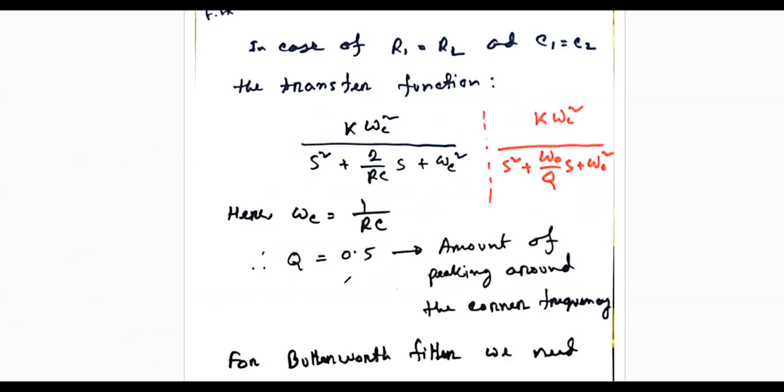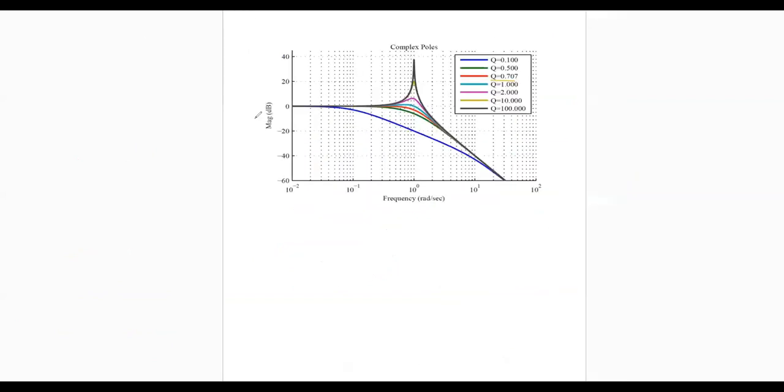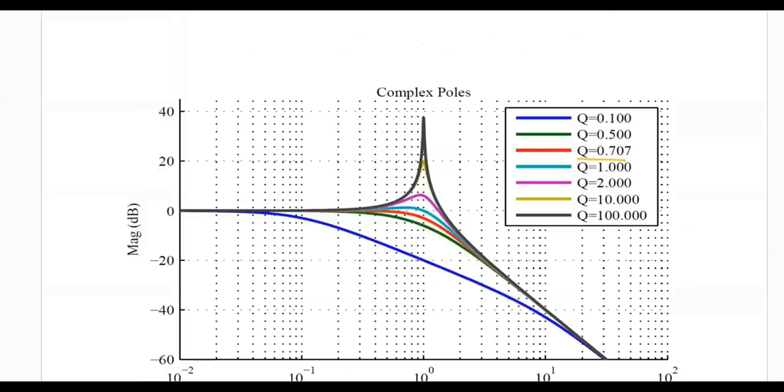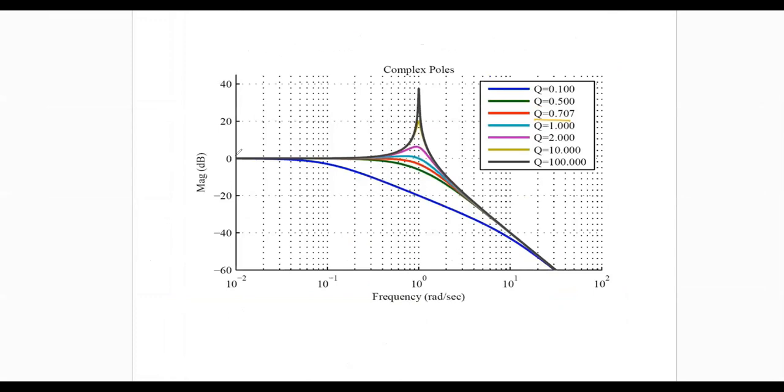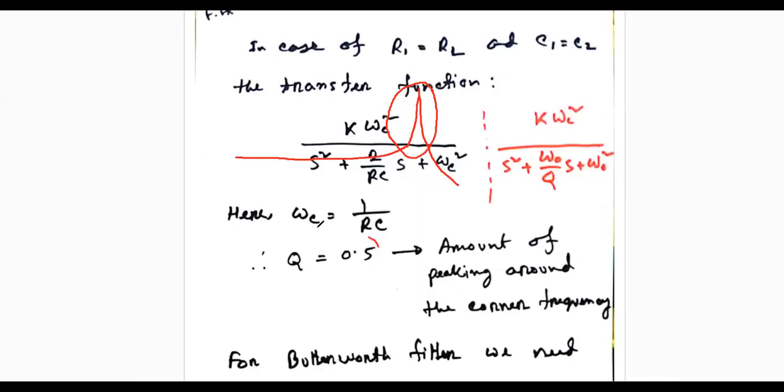I will discuss Q later. Just to give an idea, you can see this is the pass band, and let's say for a value of Q of 100, this is the amount of peaking around the corner frequency. So the corner frequency gets some extra energy due to the value of Q. If you have a higher value of Q, you have a higher amount of peaking around the corner frequency, which is not good.